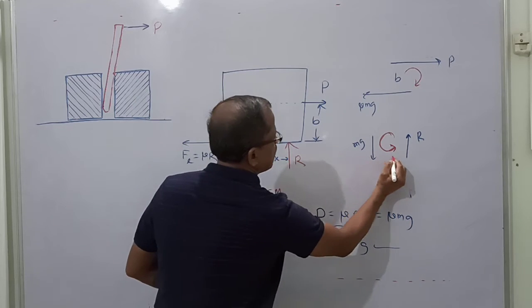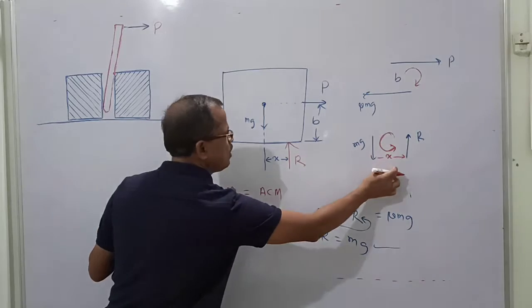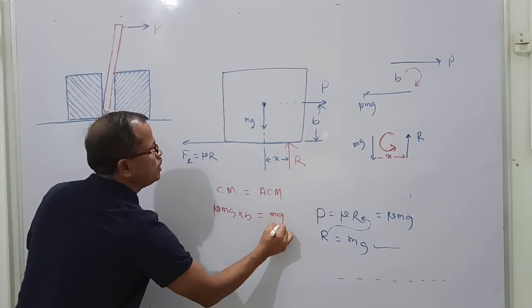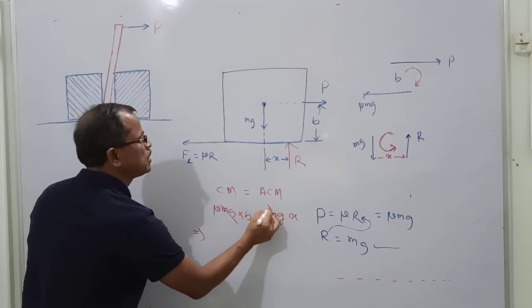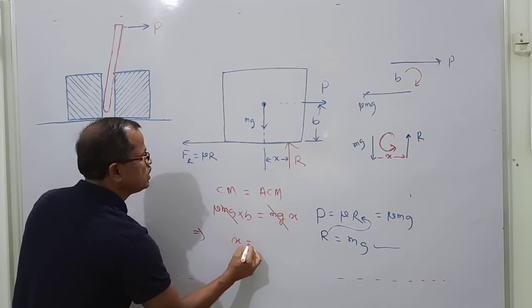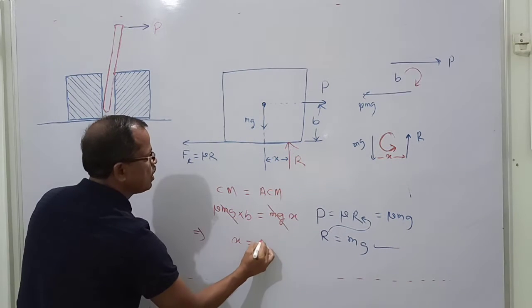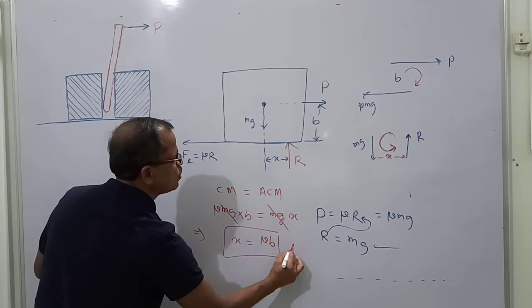Distance between them is x. So this distance between them is x. That is equal to mg into x, or R into x, same thing. Then I can write mg cancelled out. So the normal reaction is shifted to right by how much? It is equal to mu b. So this is the answer to the problem.